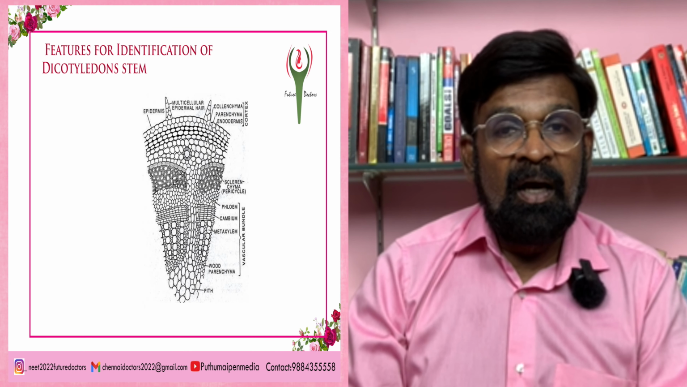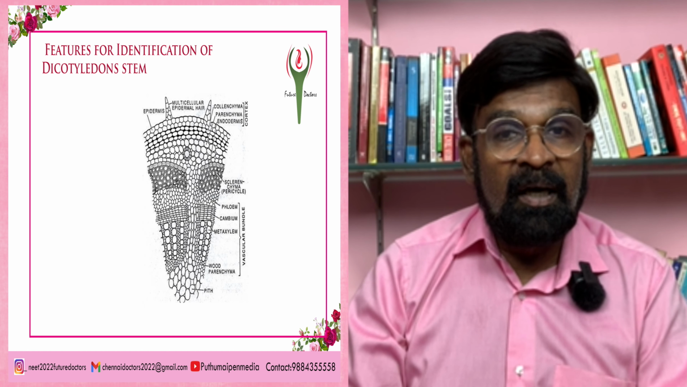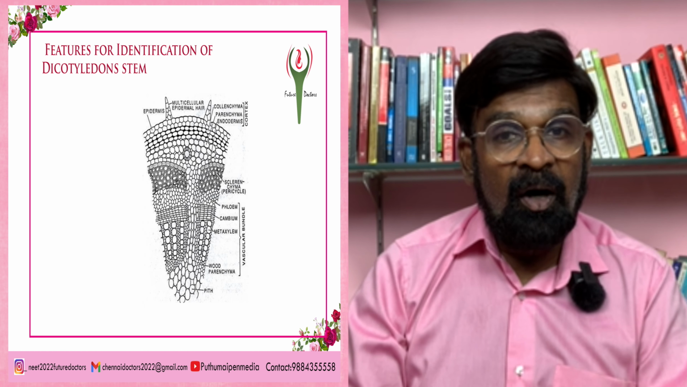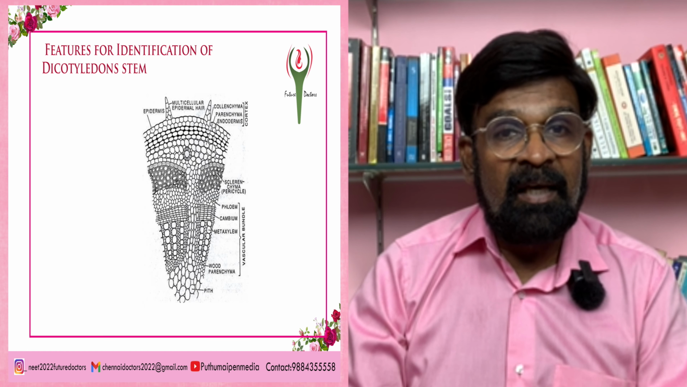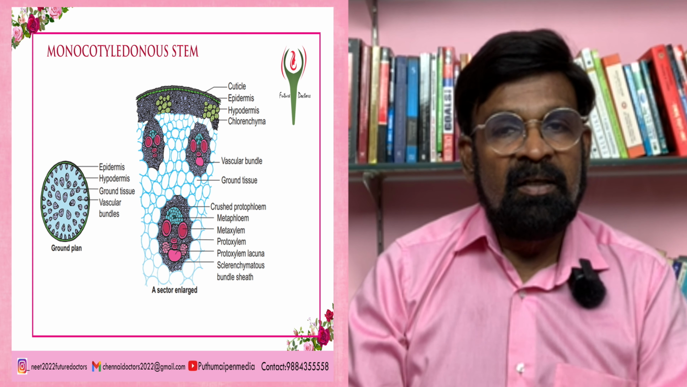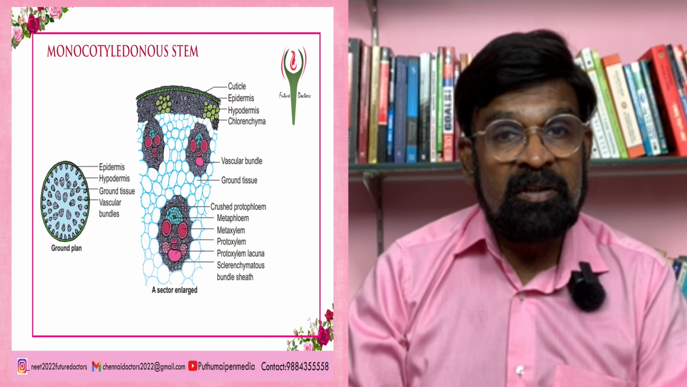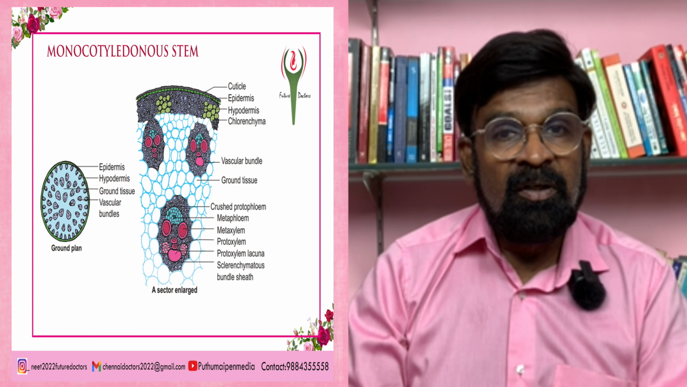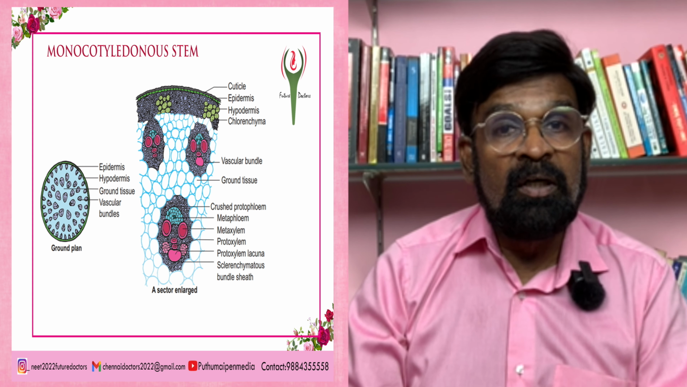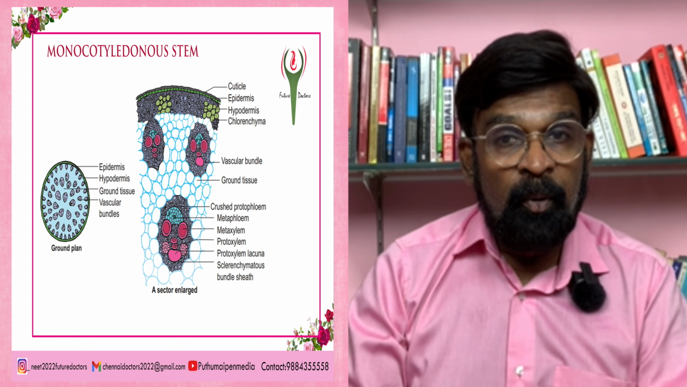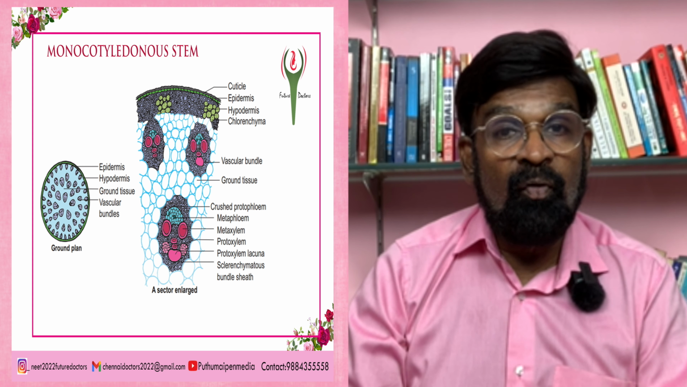Next slide. Occurrence of multicellular hair over epidermis. Collenchymatous hypodermis. Presence of bundle caps or sclerenchymatous pericycle over vascular bundle. Endarch xylem. Next slide. The monocot stem possesses only primary structure. The different parts of the monocot stem from outside towards inside consist of epidermis, hypodermis, ground tissue and vascular system.